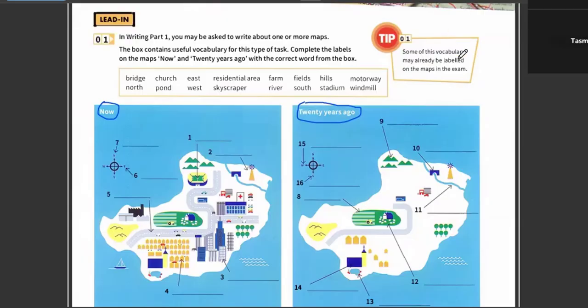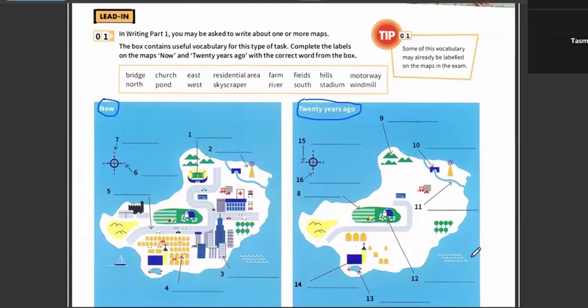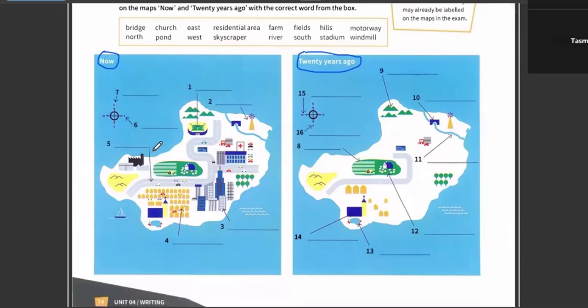And there's a tip given, tip one. It says some of this vocabulary may already be labeled on the maps in the exam. So it's not necessary that you will have all the blanks given. There might be some words in some places mentioned already on the map, but it's better to get prepared for all the blanks so that it's easier for you to attempt during the exam, right?